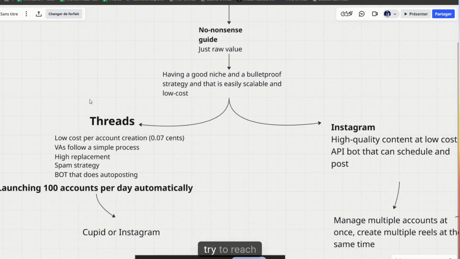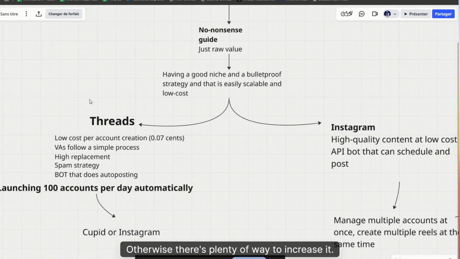For Cupid, try to reach more than an 8% conversion rate. This is actually a really good statistic. If you do more than 10, you are actually very good. Otherwise, there's plenty of ways to increase it. I'm going to make a specific guide on how to increase your conversion rate on Cupid.